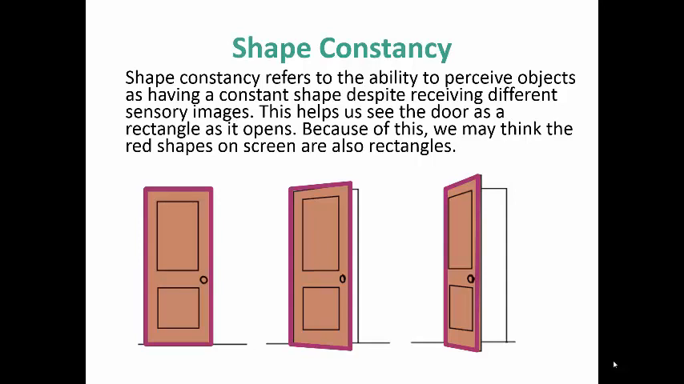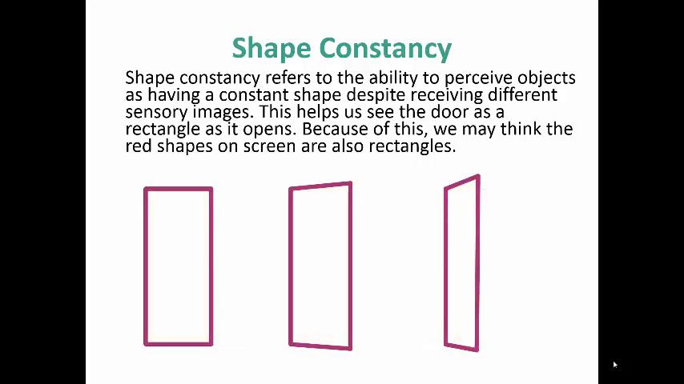We also have shape constancy. Shape constancy refers to the ability to perceive objects as having a constant shape despite receiving different sensory images. This helps us see the door as a rectangle as it opens, even though it's no longer a rectangle, because we know that doors don't change in shape as we open them.